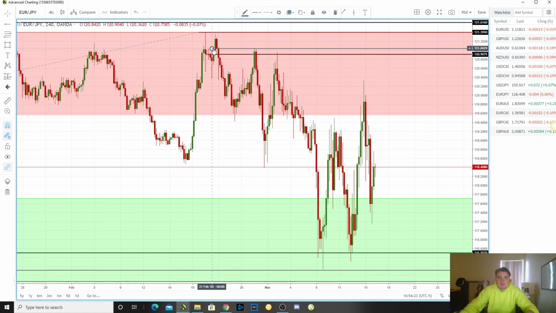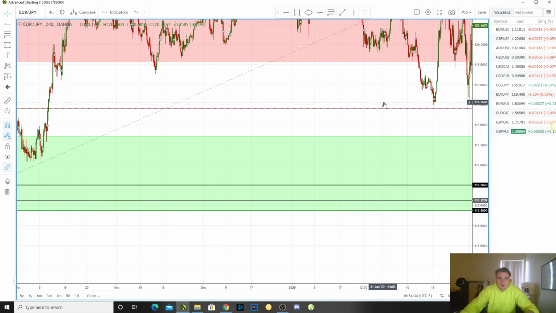Not really anything. Maybe this. These tend to work pretty well. It's kind of like engulfing, like a reverse engulfing kind of thing. I don't know what to call it. Those can work.